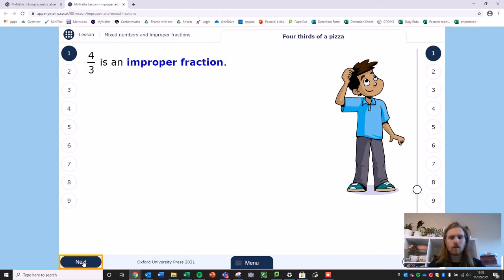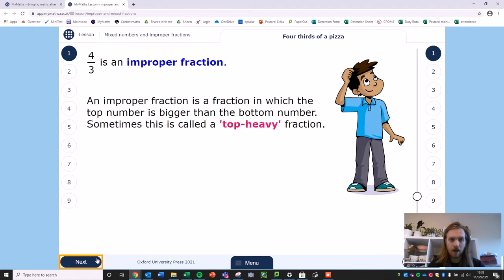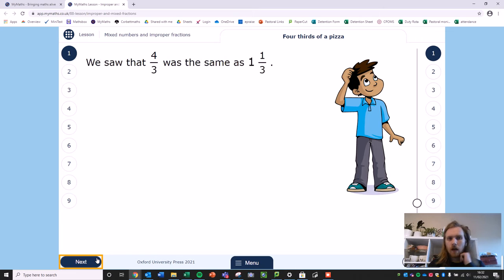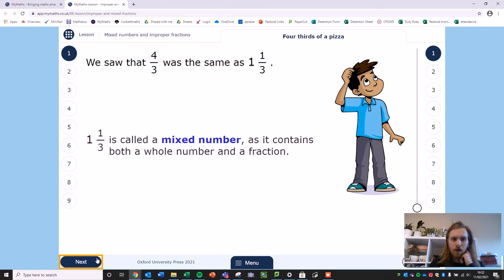4/3 is what we call an improper fraction. I don't like the phrase improper fraction because I don't think there's anything improper about 4/3. But when the top is bigger than the bottom, we call it improper, even though there's nothing wrong with that. And we know that it's the same as 1 1/3. 1 1/3, as we touched on yesterday, is called a mixed number because it's got a whole number part and a fraction part.